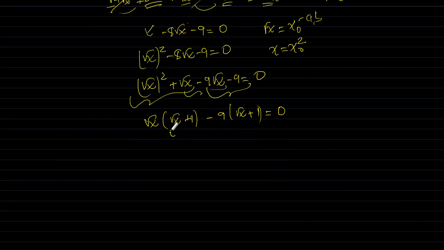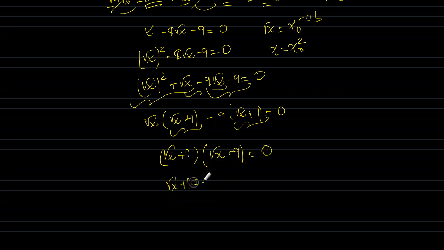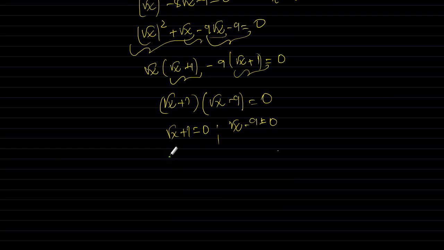So now you have this term as the new common term, right? So you have square root of x plus 1, and this will multiply square root of x minus 9 equals 0. So you have square root of x plus 1 equals 0, and you have square root of x minus 9 equals 0. Okay? So now you have square root of x equals minus 1. And remember what we did? x is greater than or equal to 0, and this is a negative number. It means we got no solution in here.